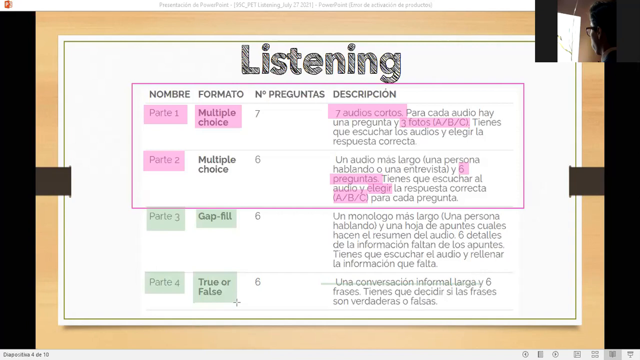Something that we have done before. Okay, so it's nothing from the other world, out of this world. These are questions that we have experienced through the whole 5 levels. So in the listening part, we're going to have, as I told you before, 4 parts: 2 multiple choice parts, 1 fill in the gap, and 1 true and false kind of questions.